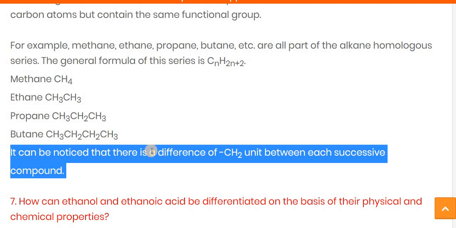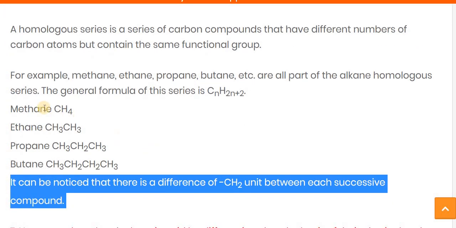Homologous series means the number of carbon atoms is different, but the functional group in each compound is the same. So we consider it a homologous series. The example is methane, ethane, propane, butane. In methane, one carbon atom is there, ethane has two carbon atoms, propane three carbons, and butane has four carbons. And the general formula of this homologous series is CnH2n+2.